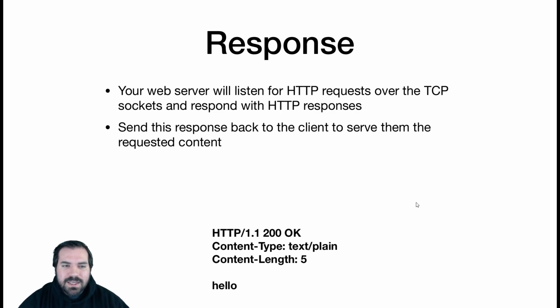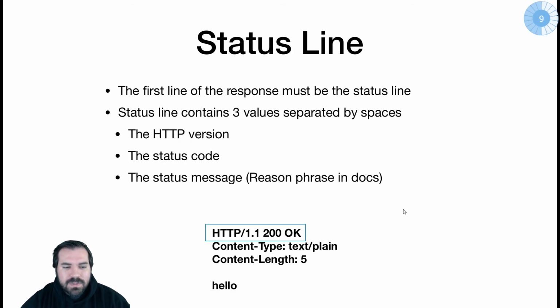So the response is going to be structured similarly. When you get a request, you're going to respond with a response and send it over the TCP socket. Your response has to look like this. It has to be in this format, at least at a bare minimum. This is a minimum response to be able to respond to a client's request. So let's break this one apart and talk about what you have to write.